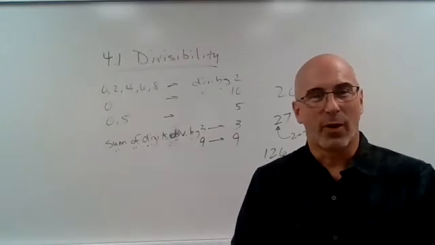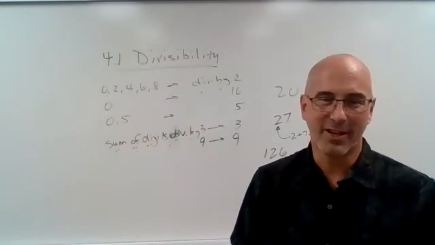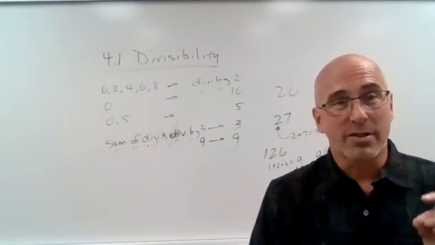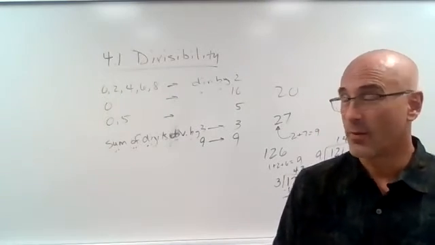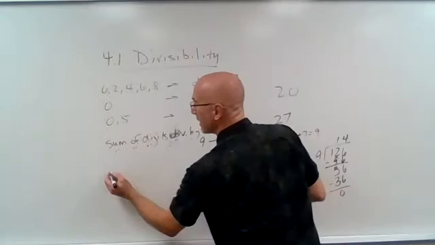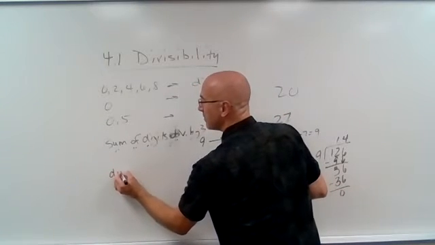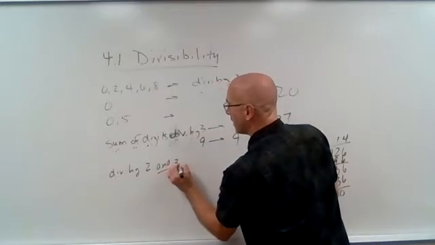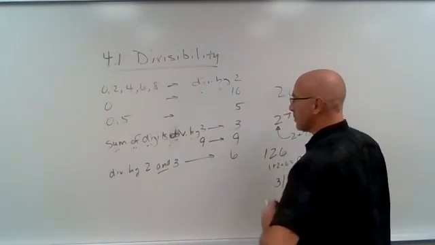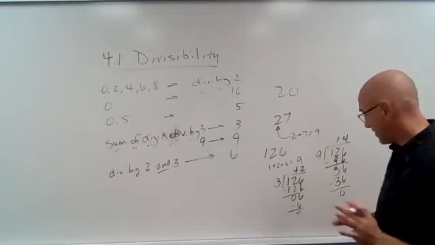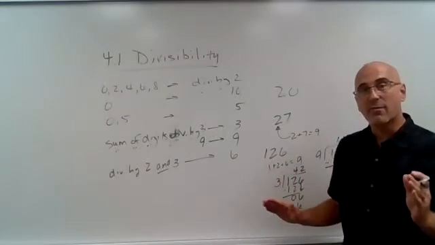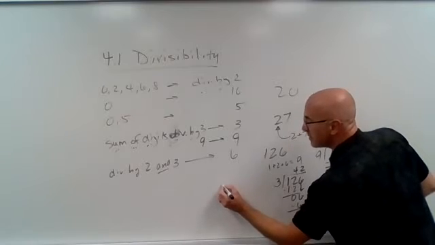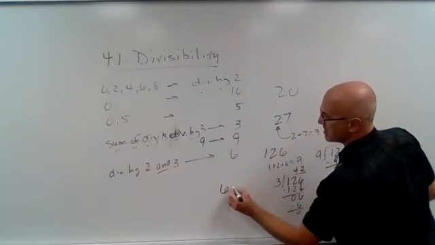Now, there are two other ones that we're going to discuss. They're a little weird, okay? To check to see if a number is divisible by 6, that means if your number is divisible by both 2 and 3, then it is divisible by 6. Kind of different. So let's take, for example, the number 60.